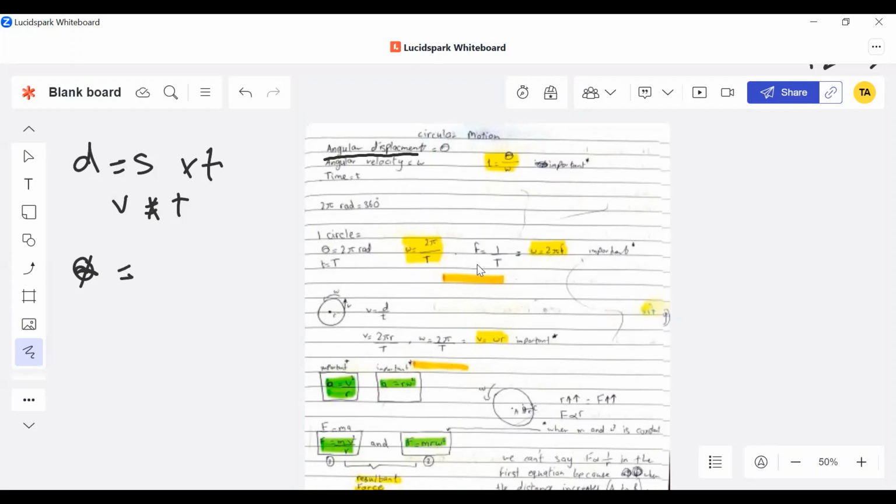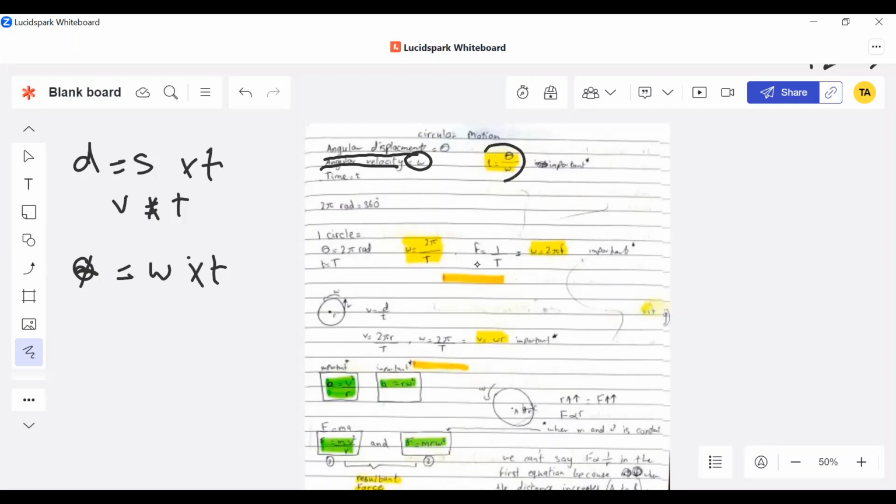Now, angular displacement is equal to the velocity or speed, and velocity in this chapter is called angular velocity, and it has a symbol of w. This is also known as omega, right? So velocity is w, distance is this symbol right here, or angular displacement, and time is simply t. So angular displacement is equal to angular velocity times time.